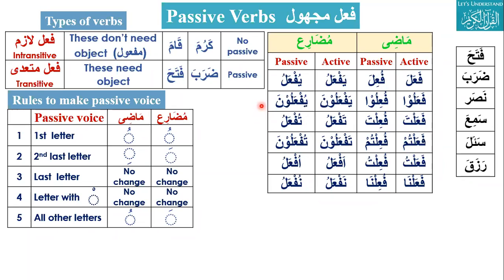Excellent. Yurzakuna means? No, it is Mudari. They will be provided, or they are provided. Yurzakuna, they will be provided and they are provided. And Ruzika? Ruzika, he was provided.